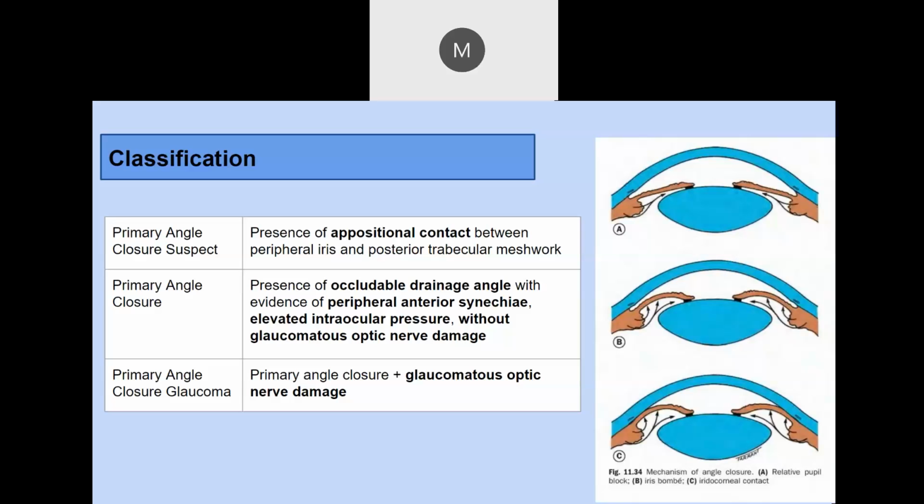For primary angle closure, there is an occludable drainage angle with evidence of peripheral anterior synechiae, which is a condition where the iris adheres to the angle. As you can see in the picture labeled C, the iris comes into contact with the cornea, which prevents the drainage of the aqueous humor from the anterior chamber to the trabecular meshwork. So this will give rise to the intraocular pressure. But primary angle closure is without glaucomatous optic nerve damage. When there is glaucomatous optic nerve damage, it becomes primary angle closure glaucoma.